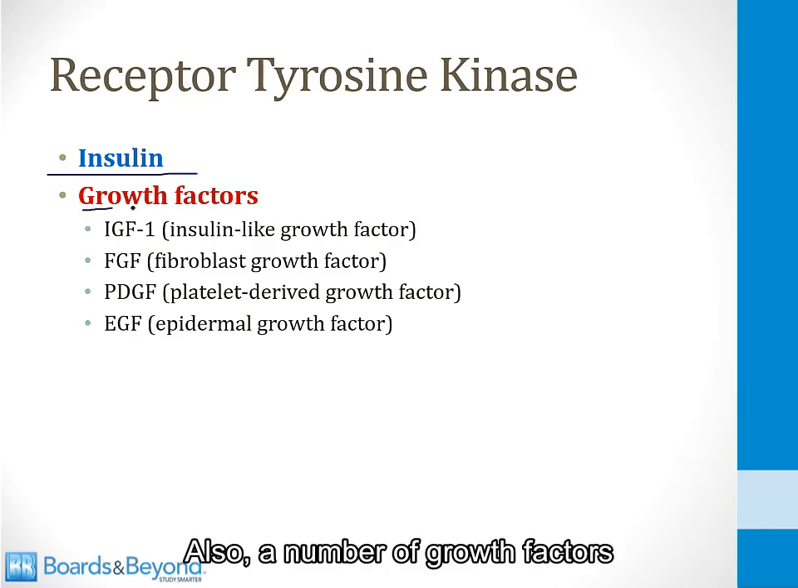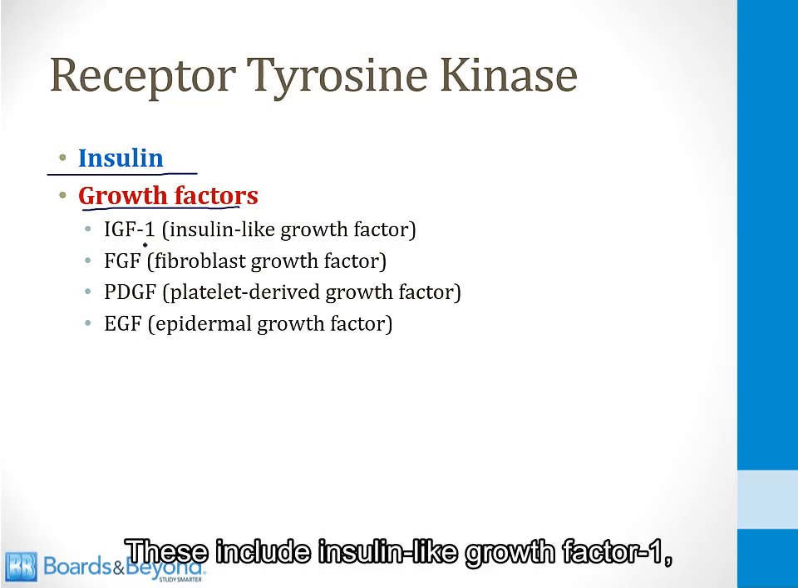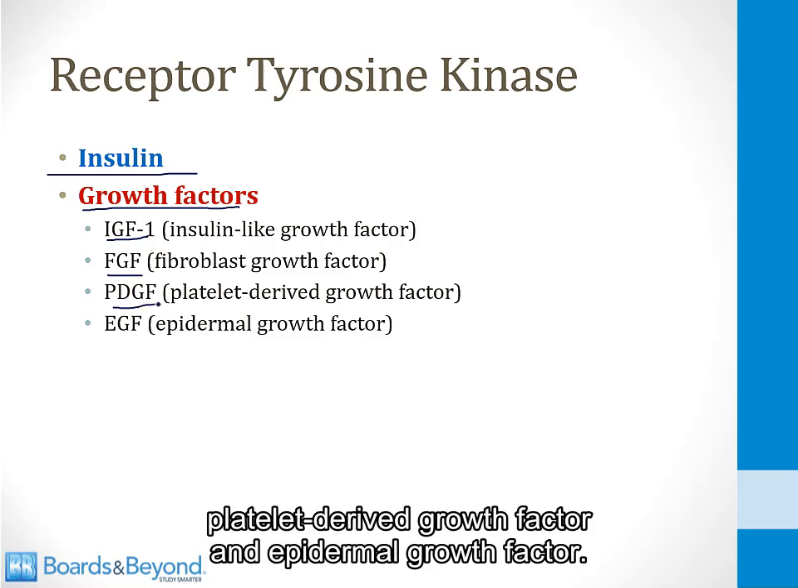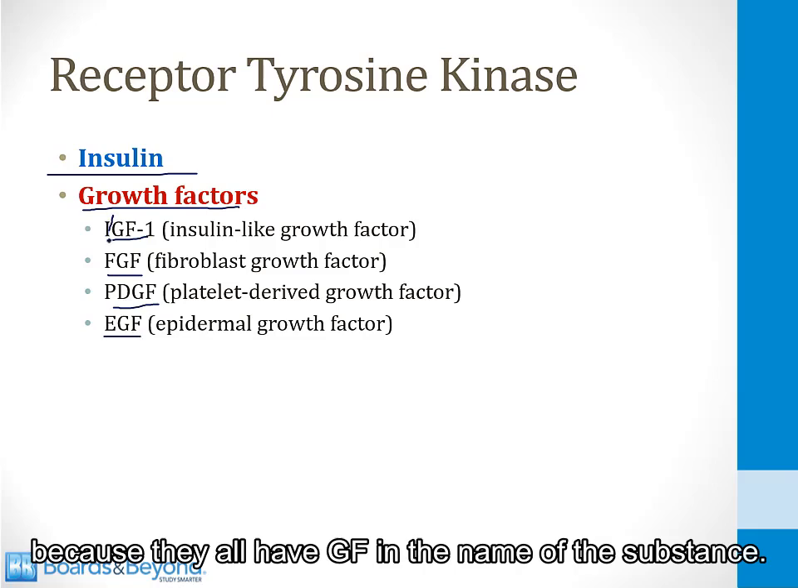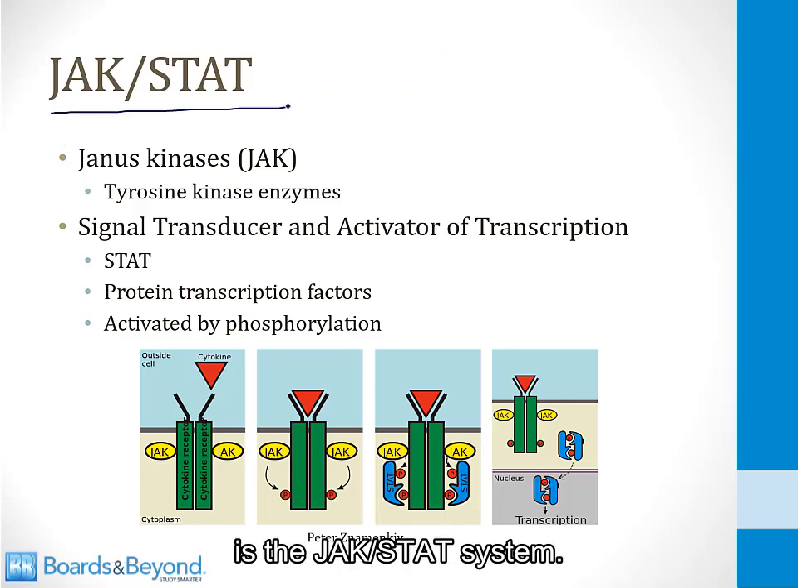Also, a number of growth factors work through receptor tyrosine kinases. These include insulin-like growth factor 1, fibroblast growth factor, platelet-derived growth factor, and epidermal growth factor. And these are easy to remember because they all have GF in the name of the substance. The second signaling system we'll talk about is the JAK-STAT system.